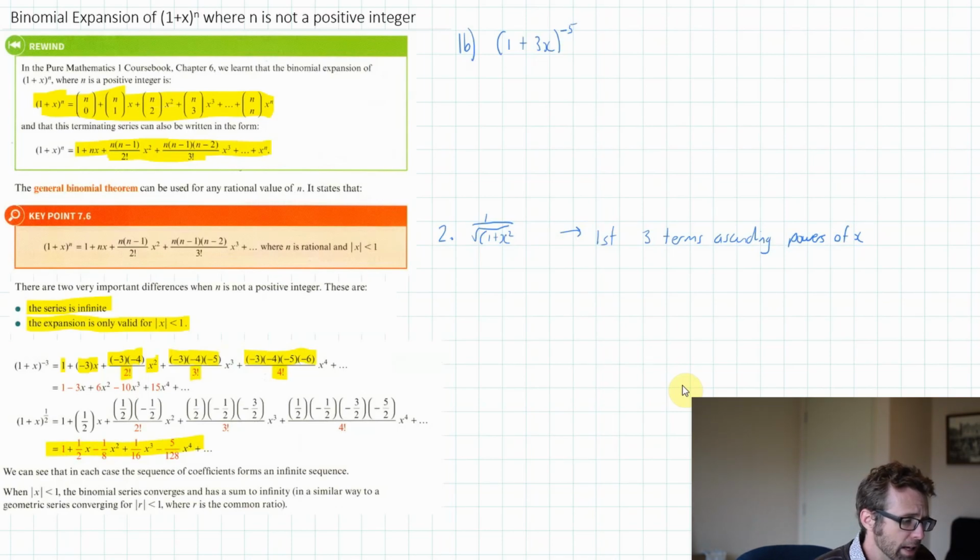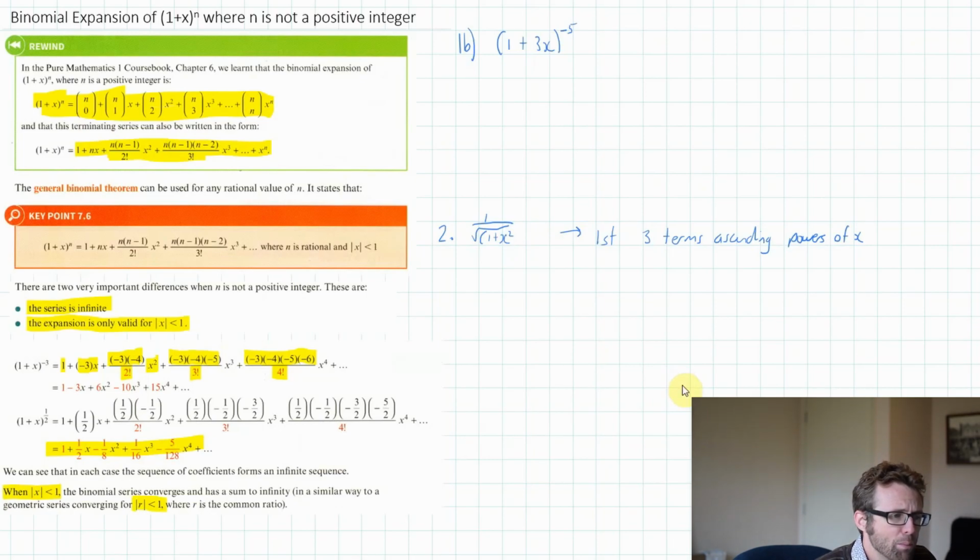Okay, and in the case of a negative power, you can see that that sequence will go on as an infinite sequence. And we know that when modulus x is less than 1, the binomial series converges and it has a sum to infinity. Just as when we looked at geometric series last year, we found that they could converge when r is less than 1, where r is the common ratio. Now, if you're a little bit confused about that, that's okay. Let's just get into the exercise and try a few examples.